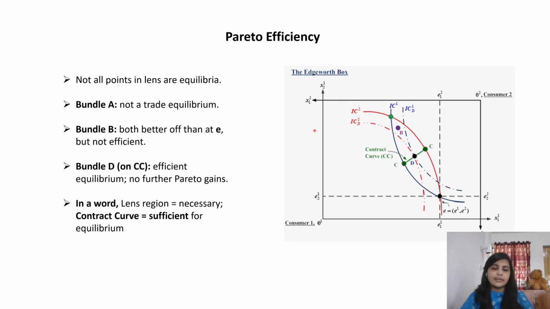And our final and third requirement for equilibrium is Pareto efficiency. Not all points in the lens are equilibrium. Take the example of point B. Here the slopes of the two indifference curves are different. That means the consumers can negotiate and move to a better point. But once they reach a point on the contract curve, no further improvement is possible. That point is an equilibrium allocation. Here, point D is our equilibrium allocation.